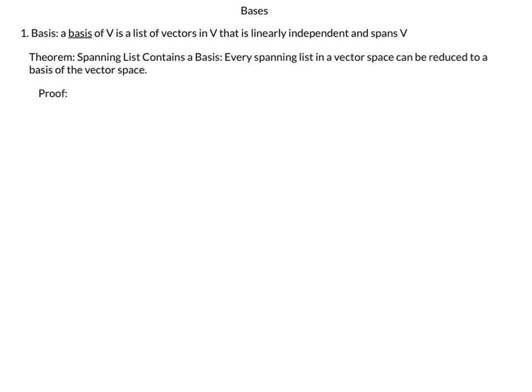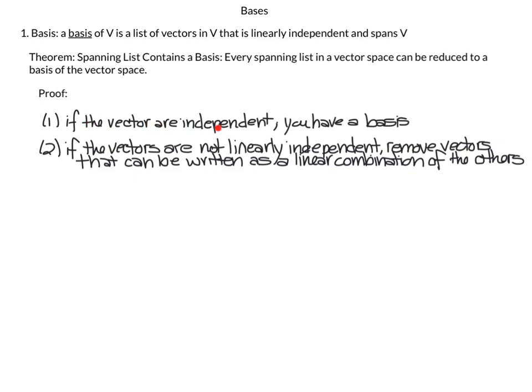Again, every spanning list in a vector space can be reduced to a basis of the vector space. And if the vectors are independent, well, we already have a basis because it spans and it's independent. If the vectors are not linearly independent, we're going to remove vectors that can be written as a linear combination of the others. This is really the crux of our proof. I guess you can say it more formally, but this is where I'm going to leave it, but I will do an example to show you.